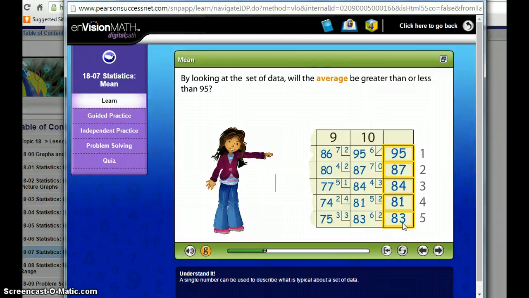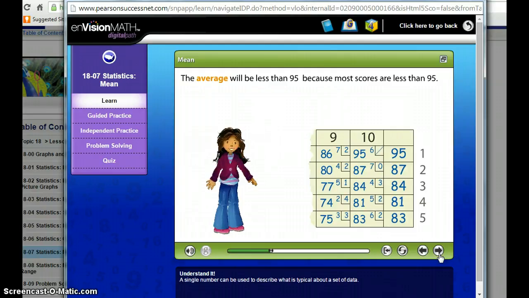So we only have one number here, 95. Nothing is higher than that. Nothing is greater than that. And most of our numbers are in the 80s. So our average is going to be less than 95. The average will be less than 95 because most scores are less than 95.